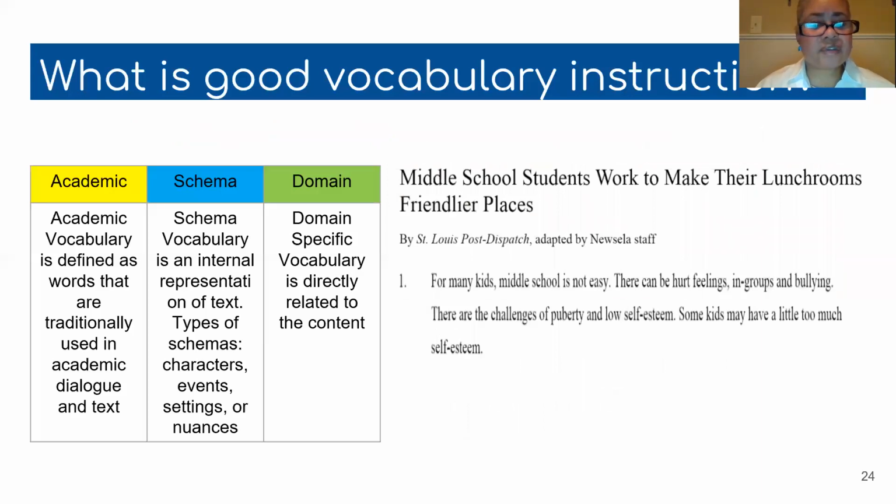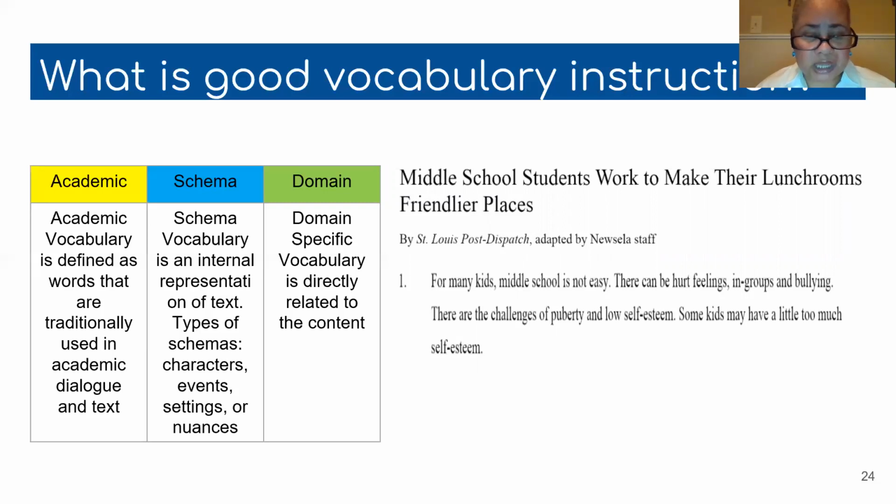Now, let's look at fifth grade AF curriculum. This is from middle school students' work to make their lunchrooms friendlier places. This is an auxiliary text from Unit 1, Wonder. What vocabulary would you pull out and what strategies would you use? The six-step, seven-step, or vocabulary and context?